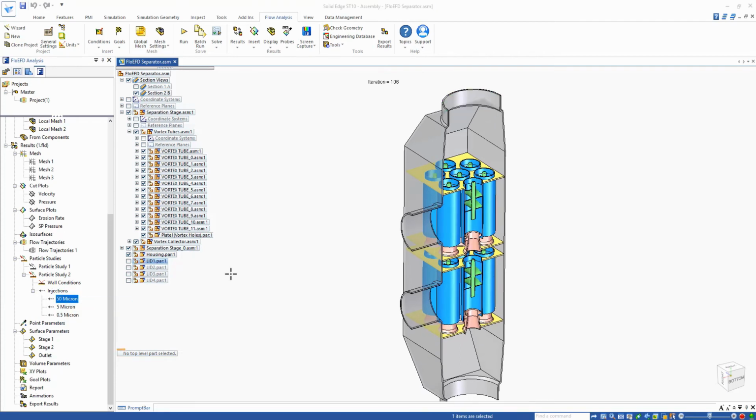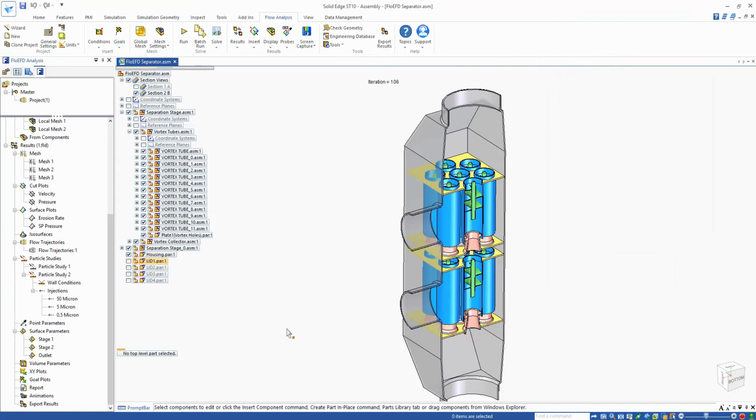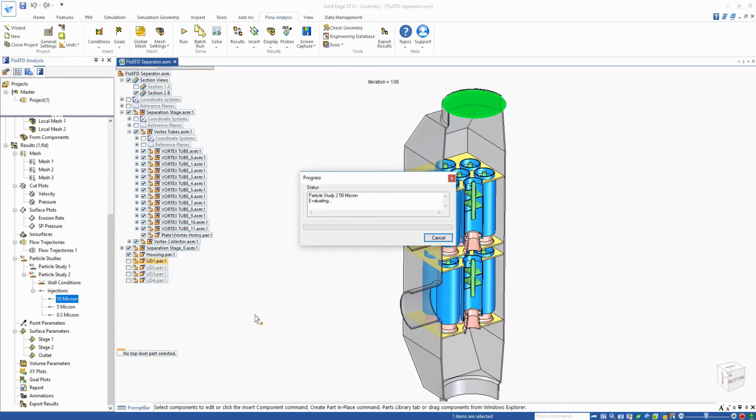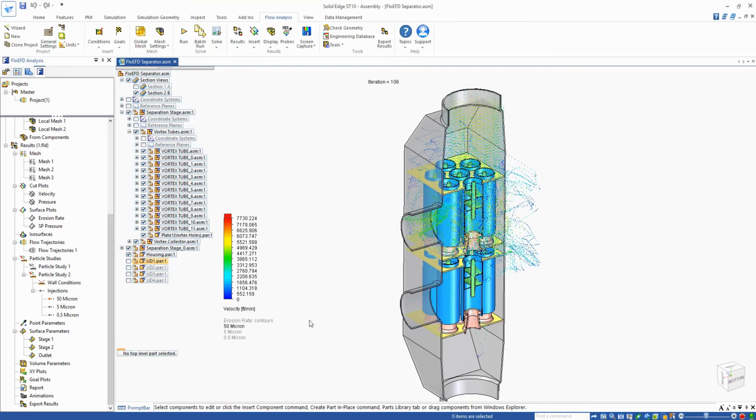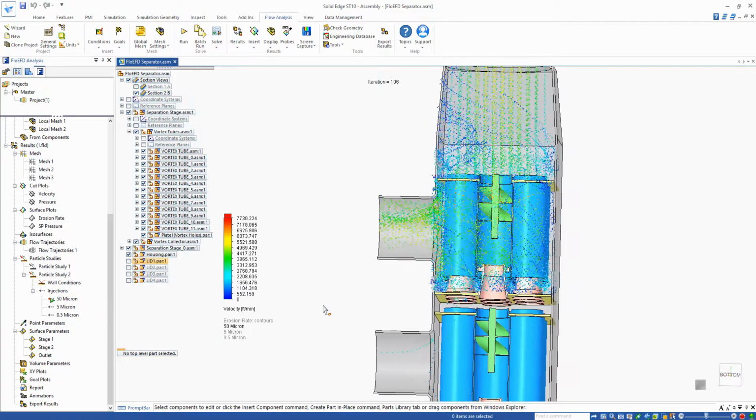If I just edit this, you can see that this is going to be a 50 micrometer, 100 injections, and I've got a plywood material on here at 50 micrometers, and we want to understand what the flow looks like. So let's just activate this, and if we show that now, right, we can see the particles coming in to our model.